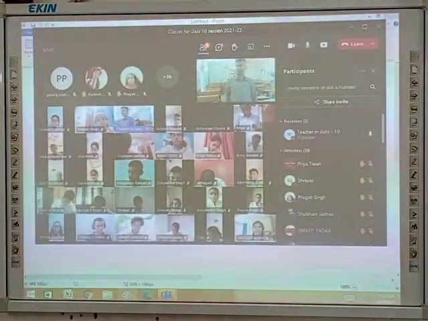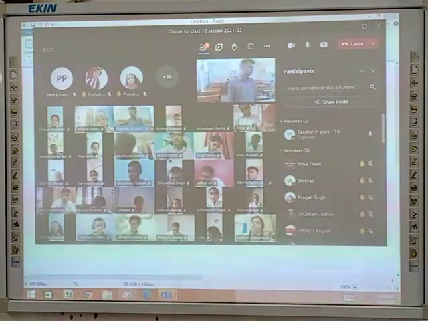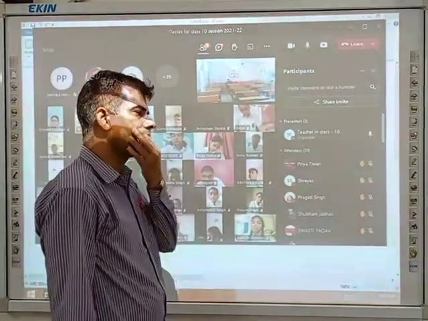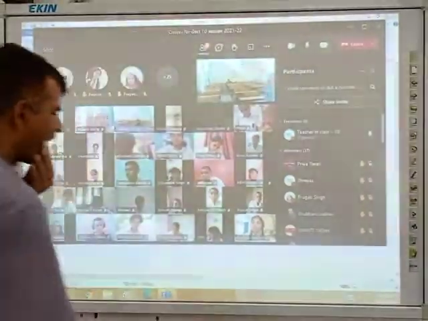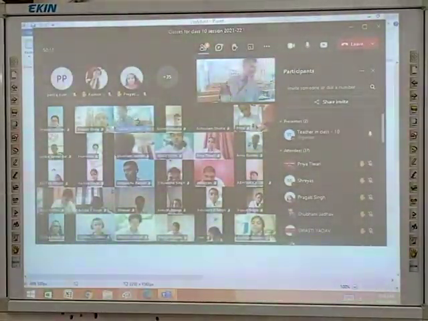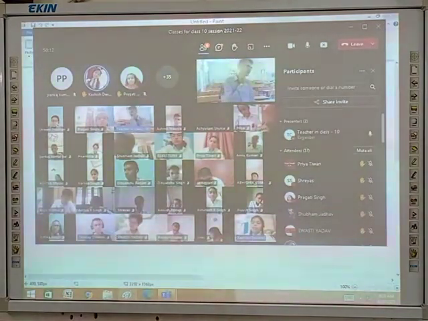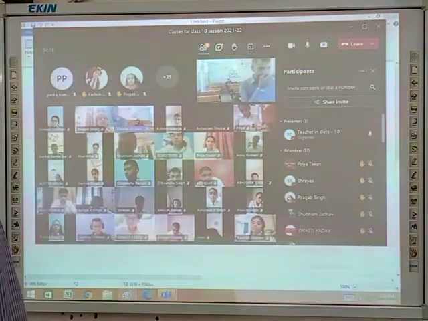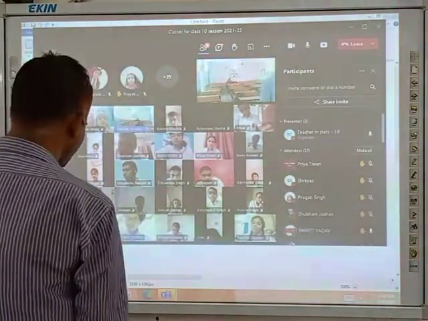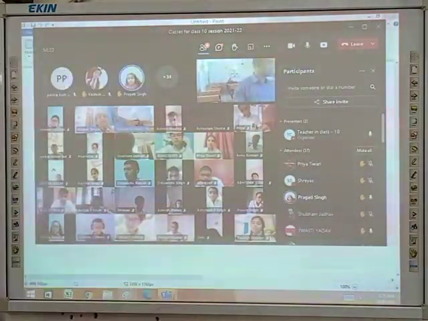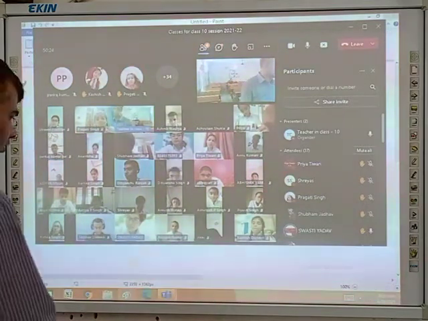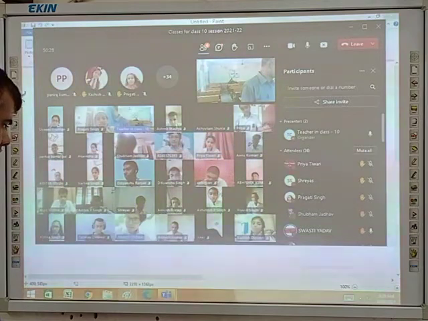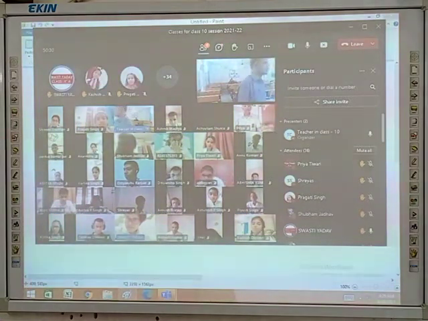Kashish Dwivedi, (a plus b) whole cube. A cube plus b cube plus 3ab bracket a plus b. Very good.